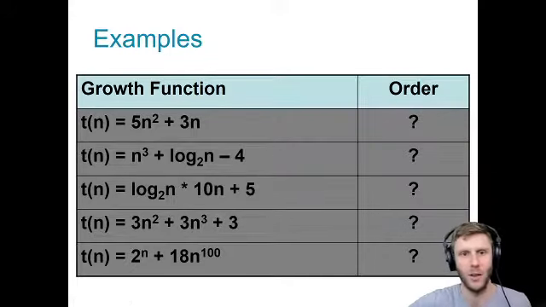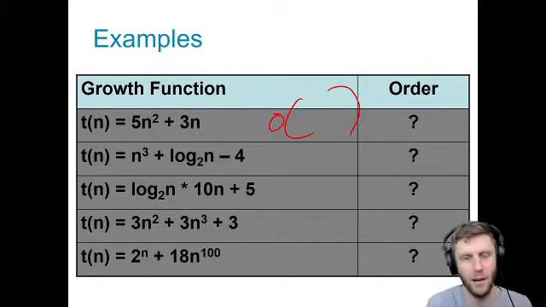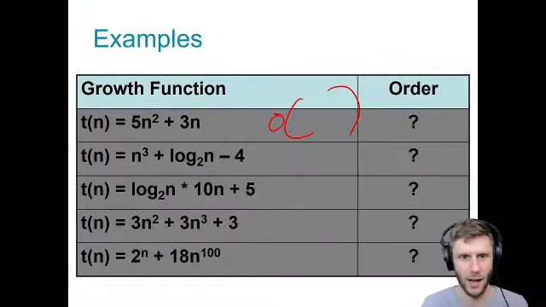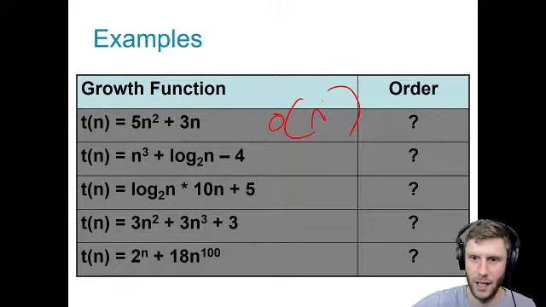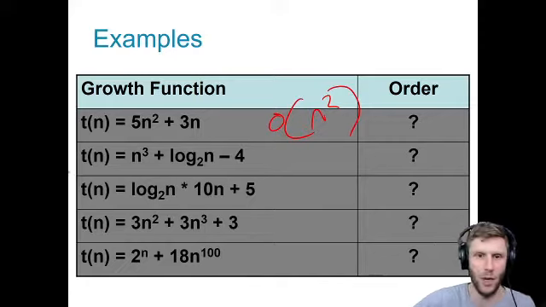Let's quiz. What is this one going to be? This is big O of what? Someone type it in the chat. Let's see, what do we got? N squared. Yes, n squared. Everyone said n squared. Fantastic. Why? Well, because n squared grows a lot more than this bit.